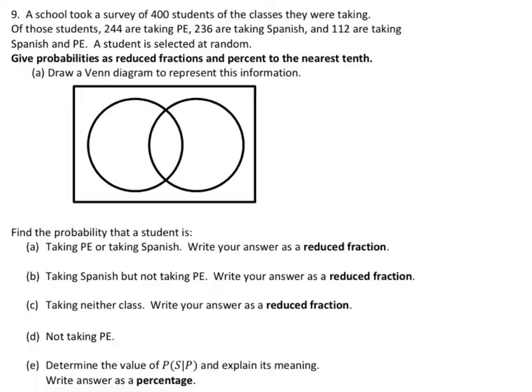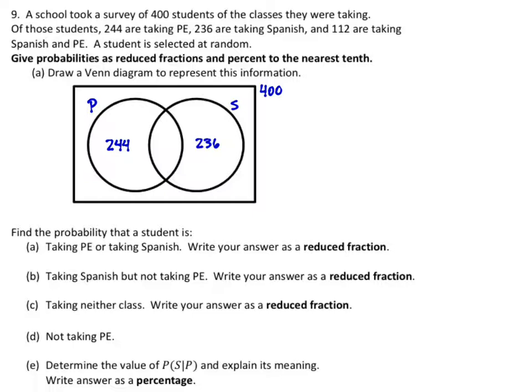Part A, it says draw a Venn diagram to represent this information. Well, the first thing I know is that we have a total of 400 students, so I want to put that outside the box so I know the total inside. Now, we have PE and Spanish, so I'm going to use P and S to represent those. We have 244 taking PE, so we can put that there, and then the 236 taking Spanish, so we can put that there. Wait a minute.